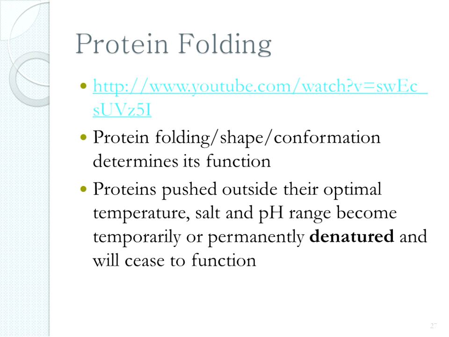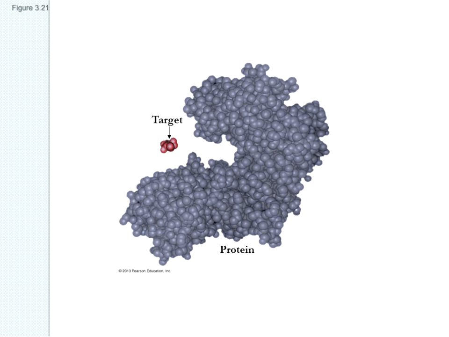The protein folding or shape or conformation determines its function. If it's not folded properly, it can't function properly. And proteins that are pushed outside their optimal range of different conditions can become unfolded or unraveled. And that's called denatured or denaturation. Temperature, salt, pH, all can denature or unfold proteins.